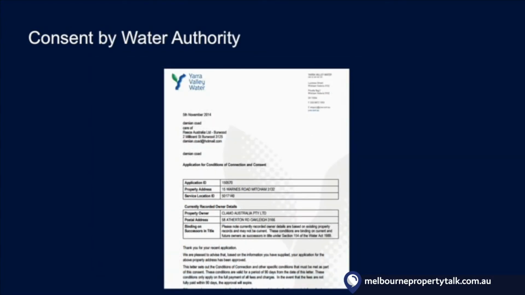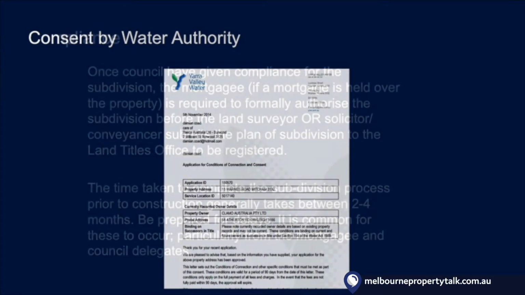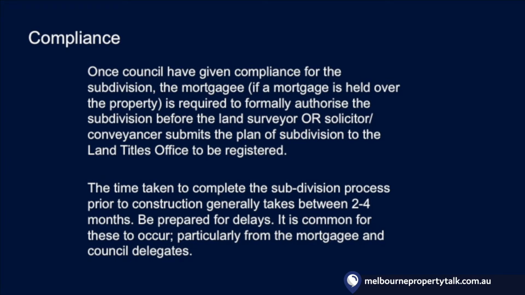Here we can see an example of a letter provided by the local water authority providing approval for the subdivision. Once council has given compliance for the subdivision, the mortgagee, if applicable, is required to formally authorise the subdivision before the land surveyor or solicitor, conveyancer, submits the plan of subdivision to the land titles office to be registered. The time taken to complete the subdivision process prior to construction generally takes between 2 to 4 months. Be prepared for delays. It is very common for these to occur, particularly from the mortgagee and council delegates.